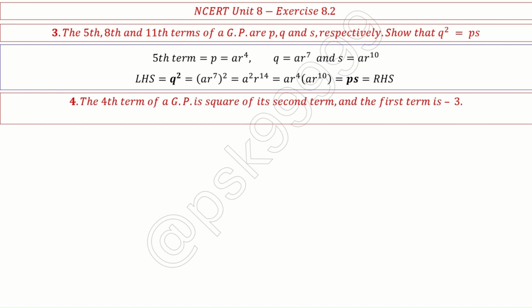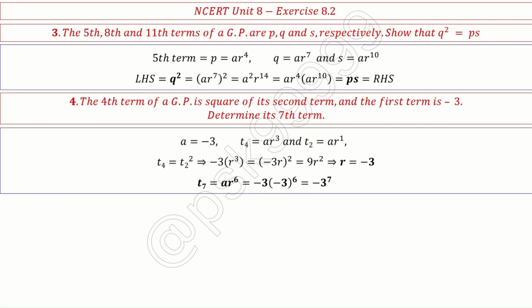The fourth term of a GP is the square of the second term and the first term is -3. Determine the seventh term. So what is given is a equal to -3, the first term. The fourth term t4 equal to a into r to the power of 3, t2 equal to a into r to the power of 1. So t4 is given as t2 square. If I put the values here, -3 into r cube equal to -3r whole square. If I solve for r, I get r as -3. Now the seventh term is simple. I have a, I have r. The seventh term is nothing but -3 to the power of 7.